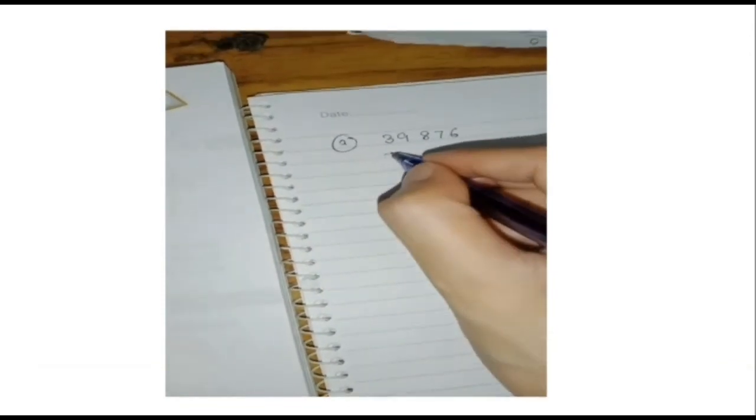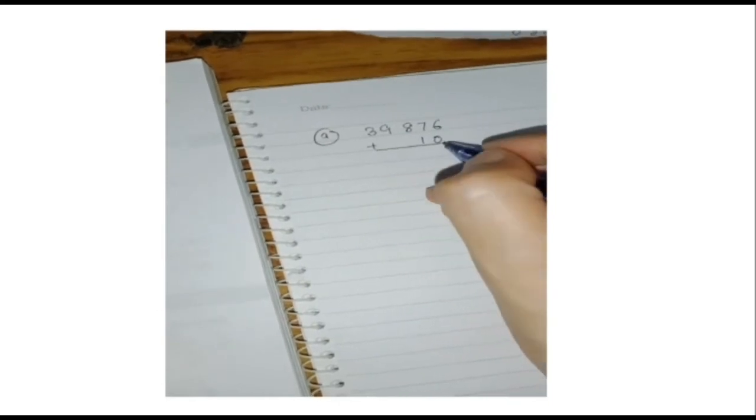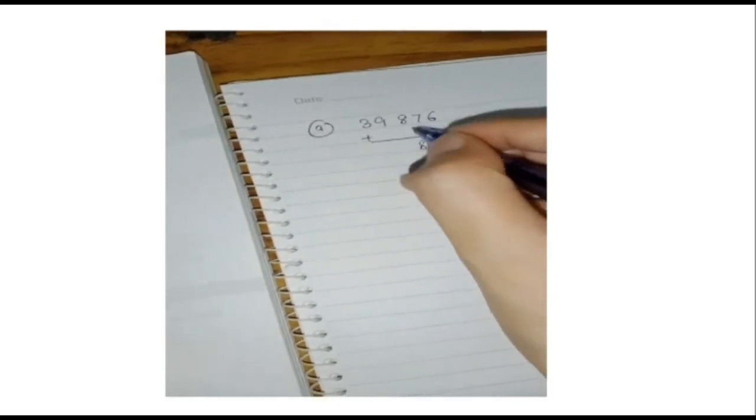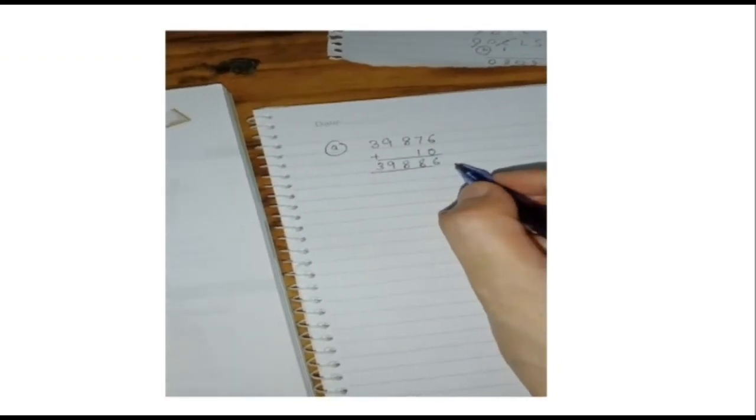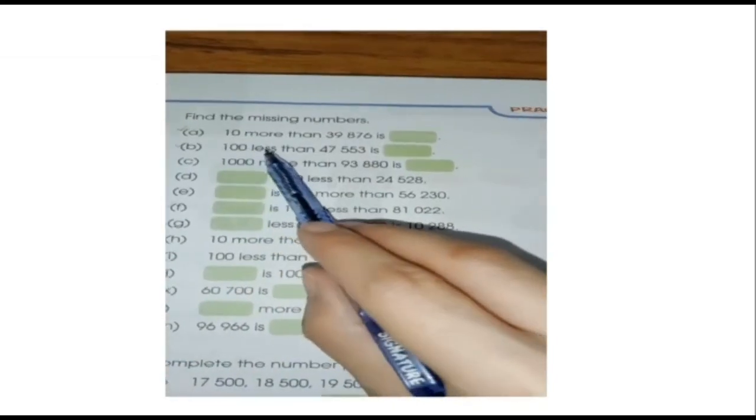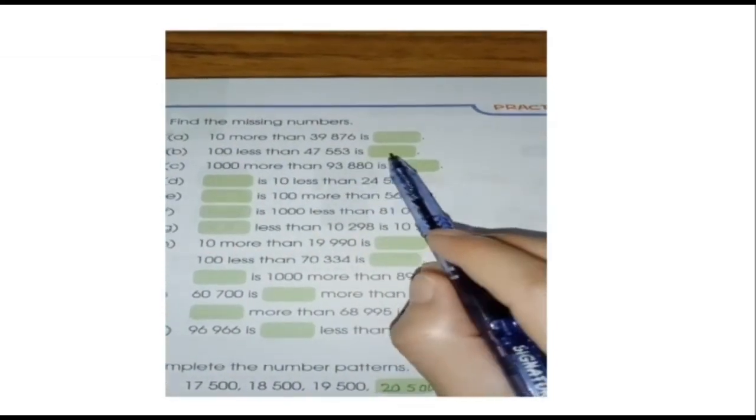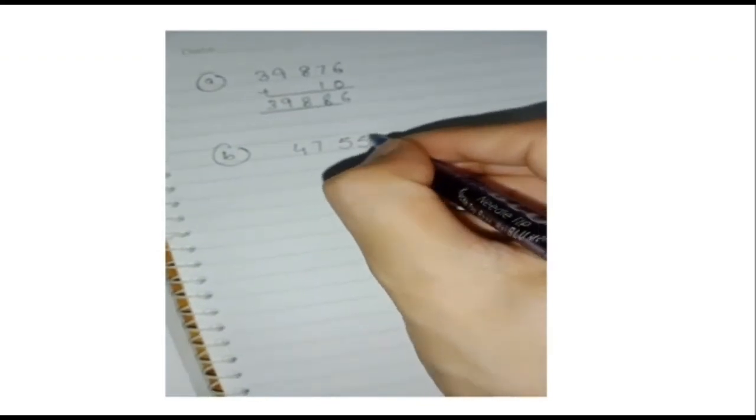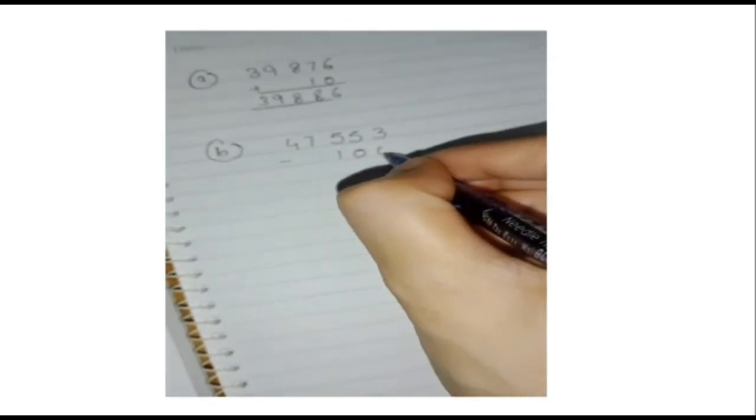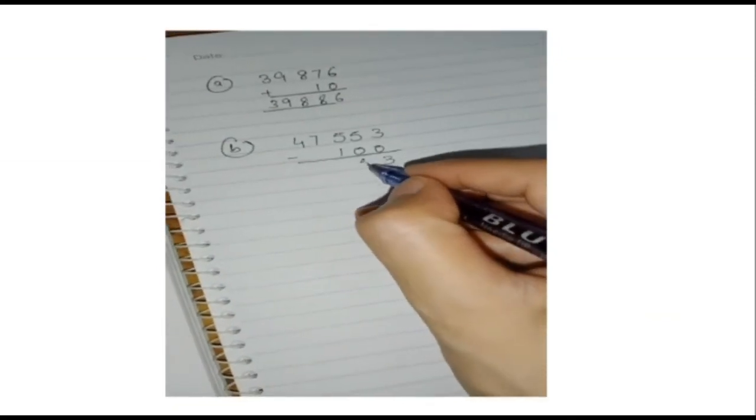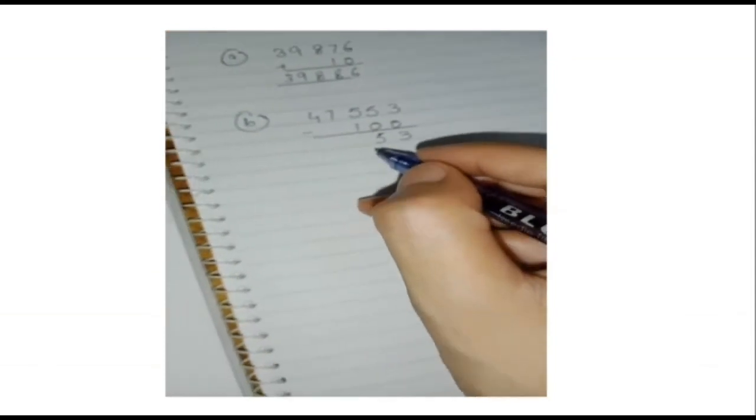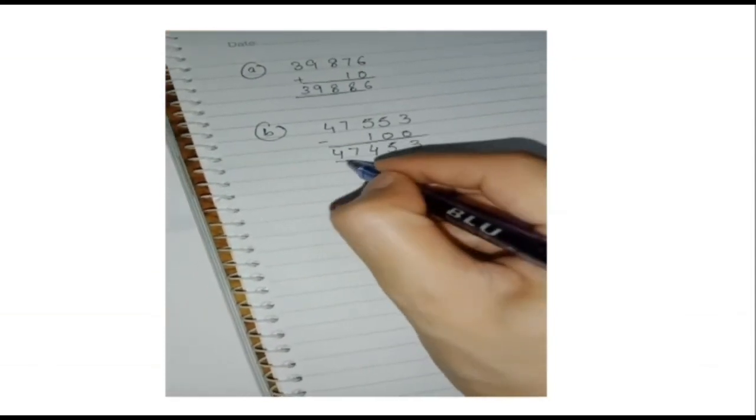Okay, so 39,876 plus 10, 6 plus 0 is 6, 7 plus 1 is 8, 8, then 9, and then 3. So the answer is 39,886. Part number B, 100 less than 47,553 is dash. Here you have to subtract 100 from 47,553, and let's check the answer. Minus 100. So 3 minus 0 is 3, 5 minus 0 is 5, 5 minus 1 is 4, and then 7, and then 4.